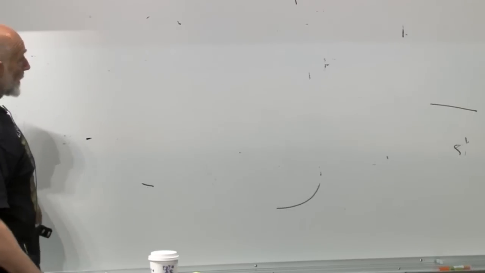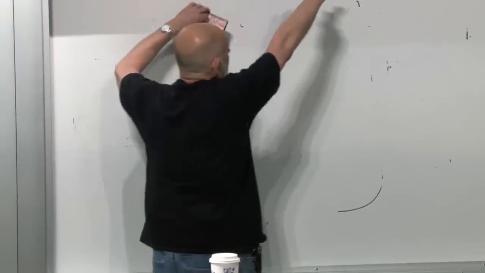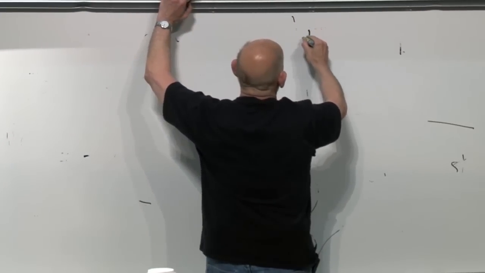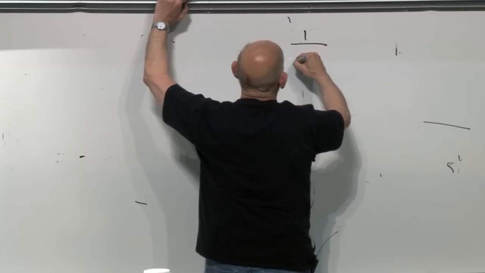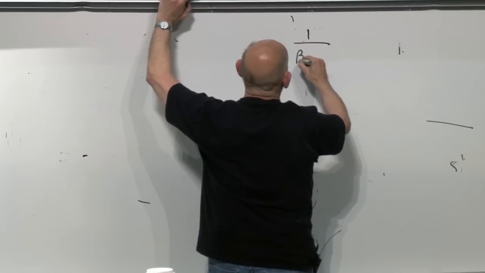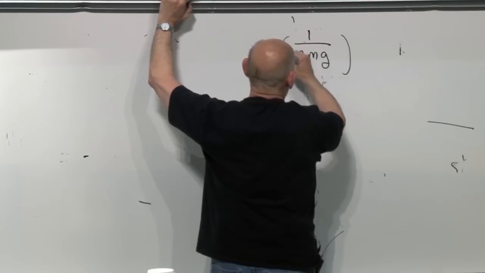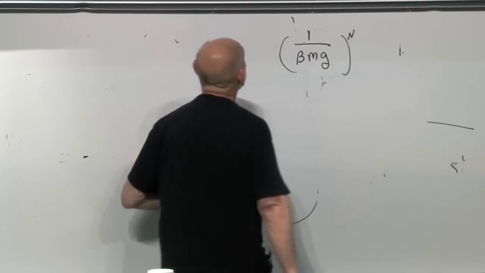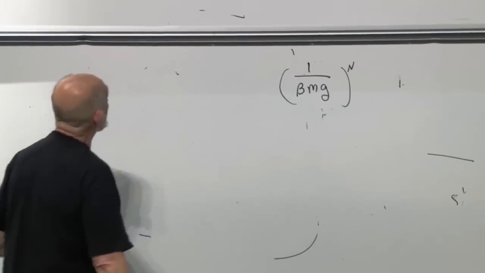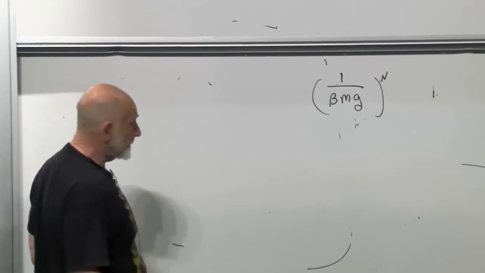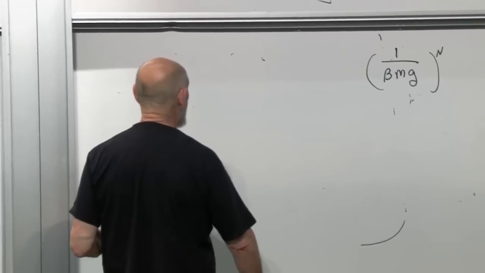Okay, so what's the integral? The integral over here is just 1 divided by beta mg to the power n. And then the other one is exactly what it was before. Anybody remember what it was before?